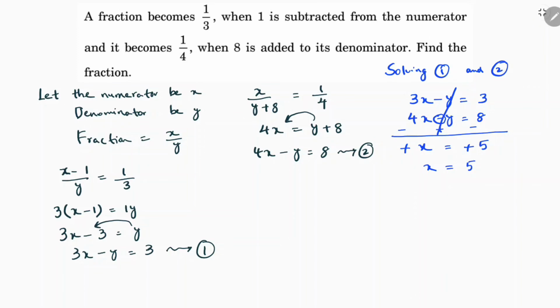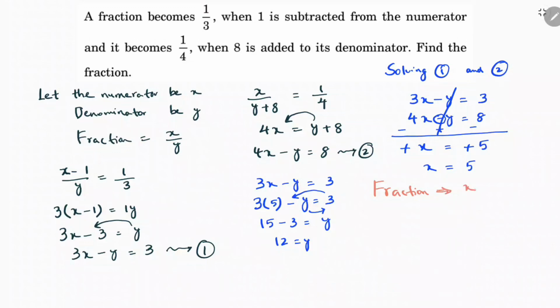Now you can substitute this x value in any one of the equations. If I take the first equation, 3x minus y equals 3, then 3 into 5 minus y equals 3. 3 into 5 is 15. Transposing 3 gives minus 3, and taking minus y to the other side gives plus y, so 12 equals y. Therefore, the required fraction is x by y, 5 by 12.